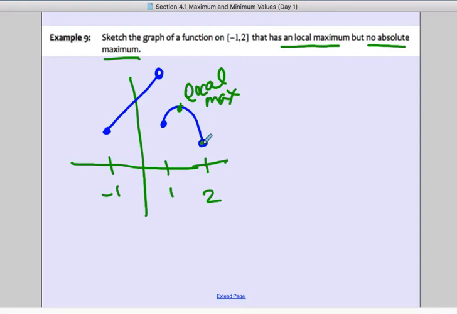What would this one be? It's an endpoint, so it can't be any locals, but it is the lowest point. So this is your absolute min. But that would be one option that you could have.